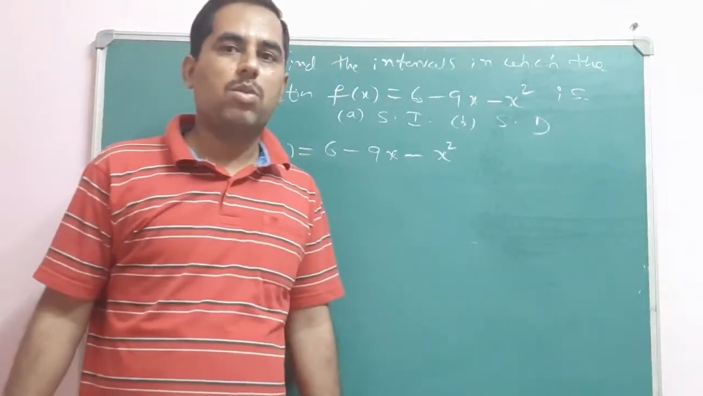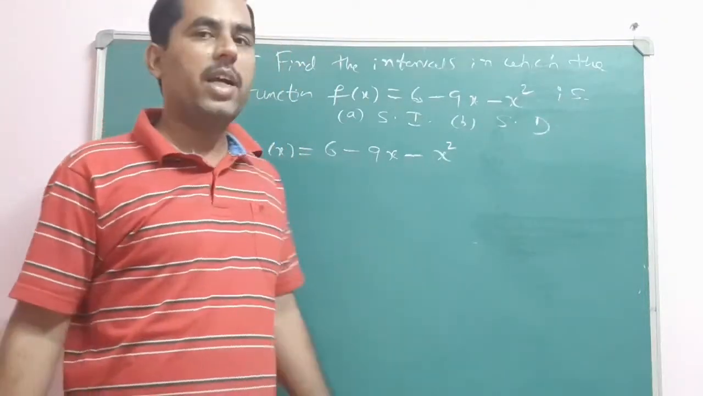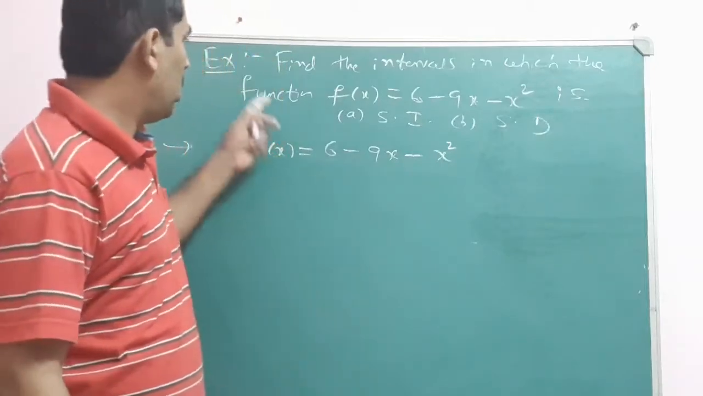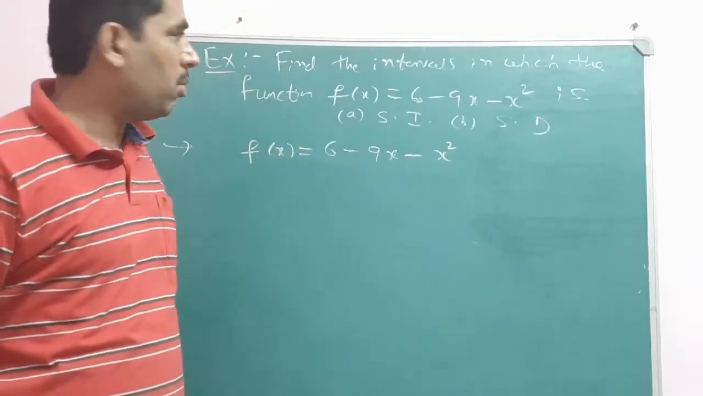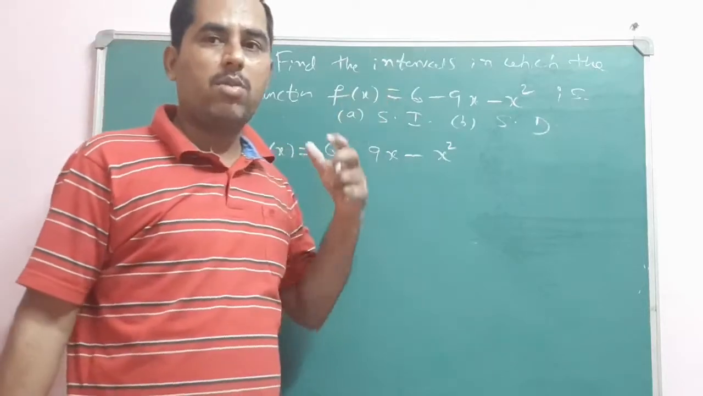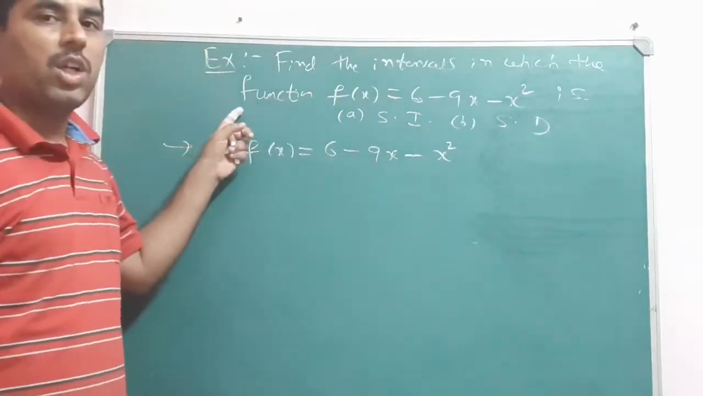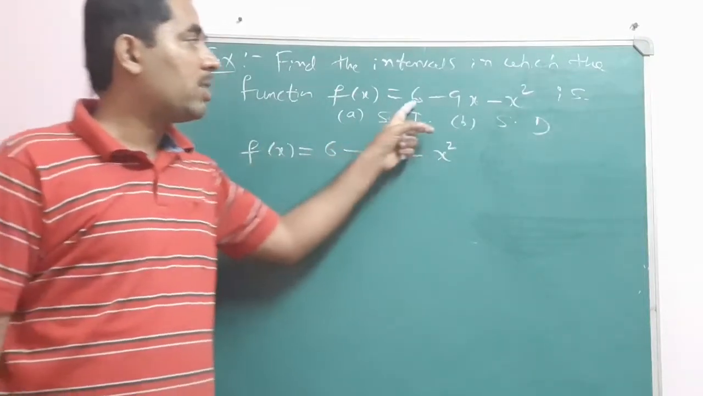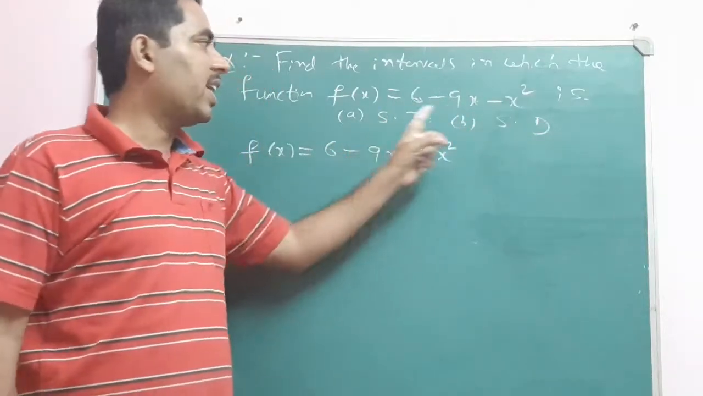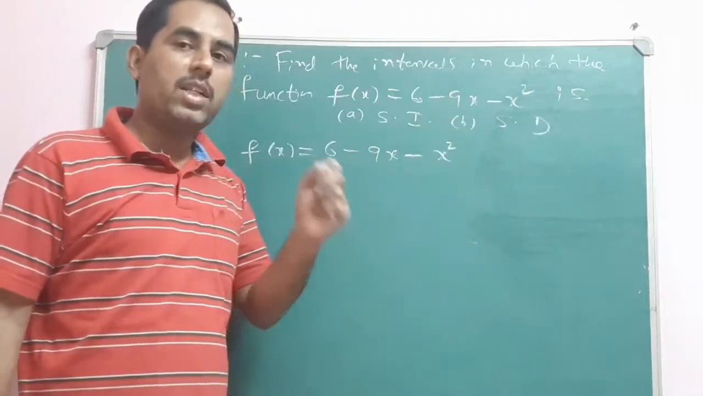Okay, let us continue to solve some examples on finding the intervals. I have written one example on the board. Find the intervals, as we have done in our previous class, in which the function f of x is equal to 6 minus 9x minus x square is strictly increasing and strictly decreasing. We have to find the intervals.